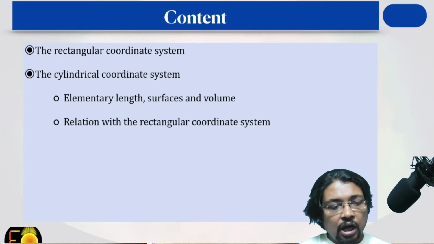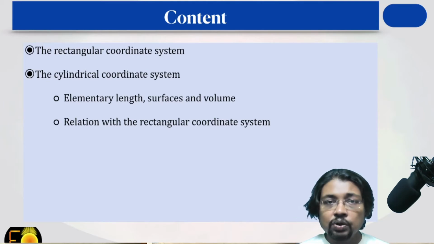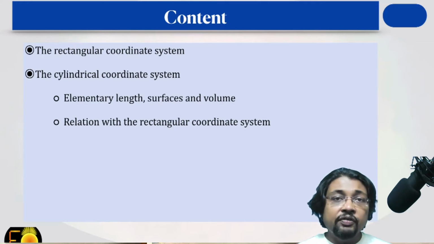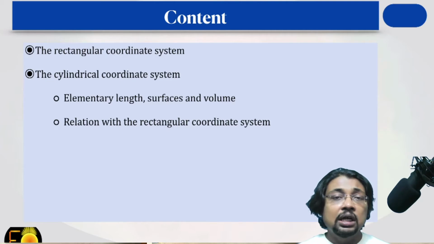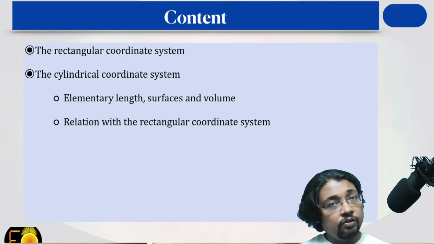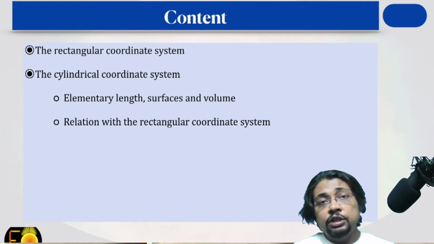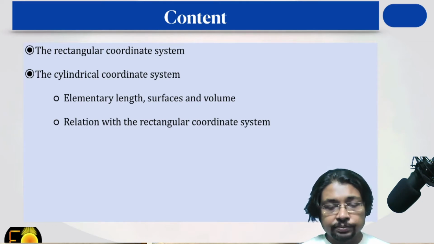In this lecture, I'll first discuss the rectangular coordinate system because this is the simplest one. If you can conceive the simplest one, you can easily understand the complex one. Next, the cylindrical coordinate system, and in the cylindrical coordinate system, the elementary length, surface and volume. That means how can we define a length, a surface, a volume, all those things. And then the relation between the rectangular and the cylindrical coordinate systems.